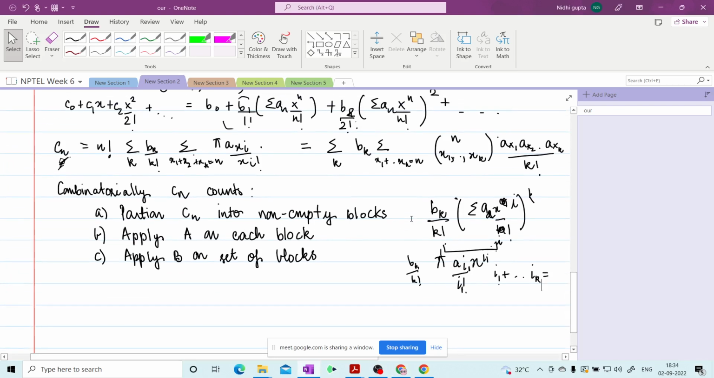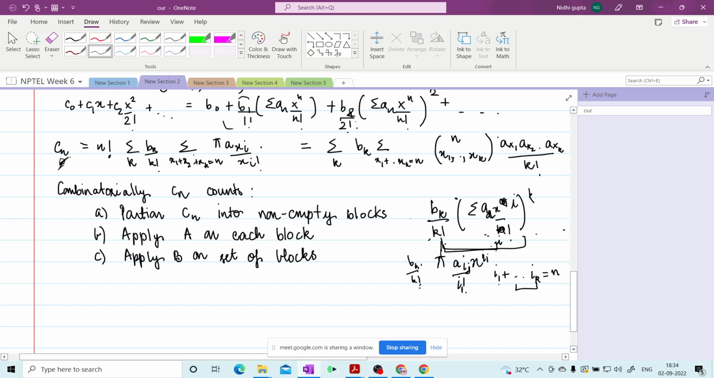So we see that the coefficient is basically computing this. What I am doing is computing the coefficient of x raised to the power n which is coming from this term. So bk by k factorial will be as it is, and here we have to choose one term from each bracket, xij. From each bracket we are choosing this term, and the sum of these ij should turn out to be n. Then only this will be the coefficient of xn.